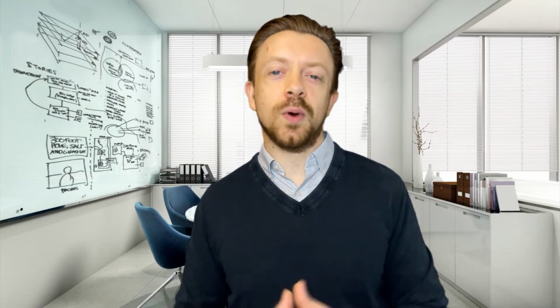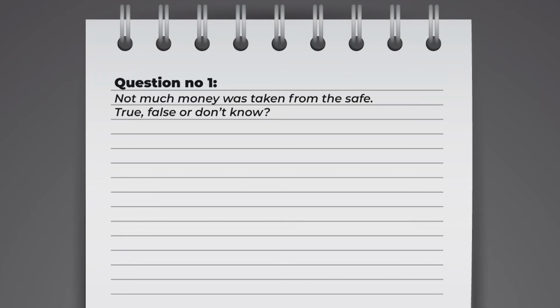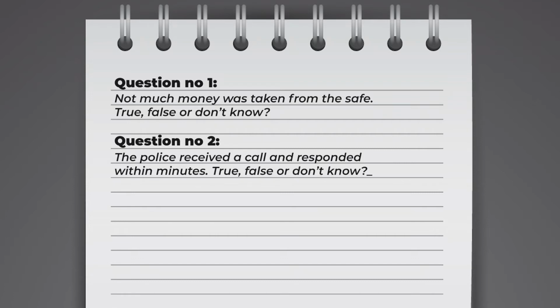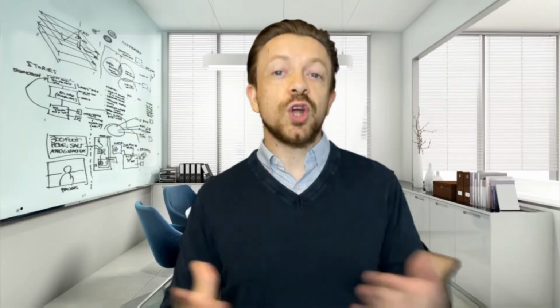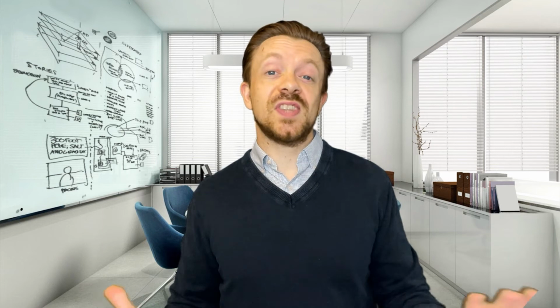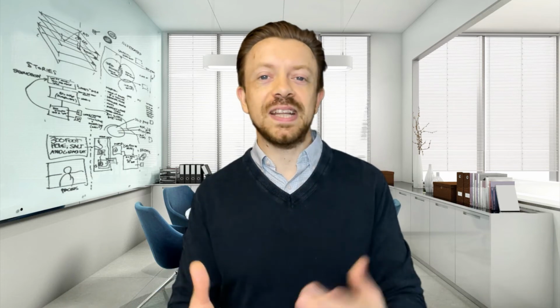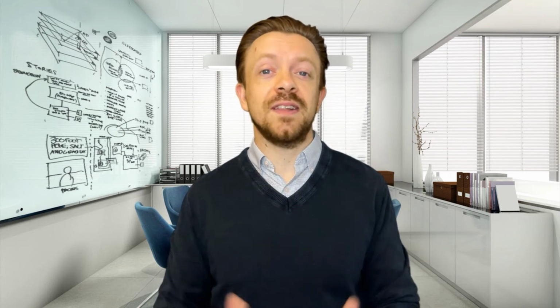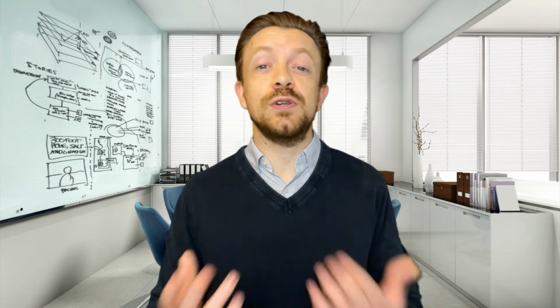And now 3 questions. Question number 1. Not much money was taken from the safe. True, false, or don't know? Question number 2. The police received a call and responded within minutes. True, false, or don't know? And question number 3. There was a robbery. True, false, or don't know? The correct answer for all of those questions is that we don't know. And if you don't believe me, go back and listen to the story again. And please share with us in the comments below how many of those questions you got right.